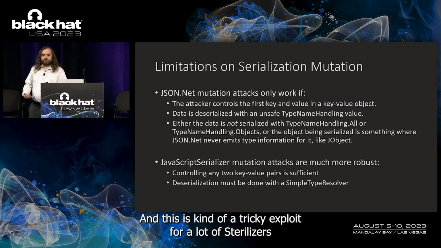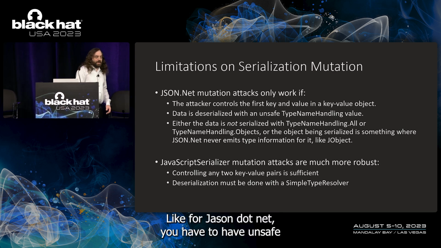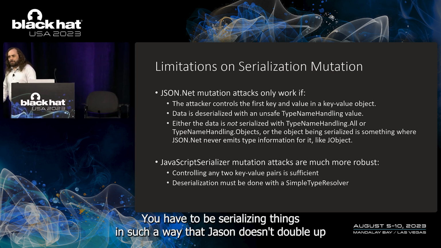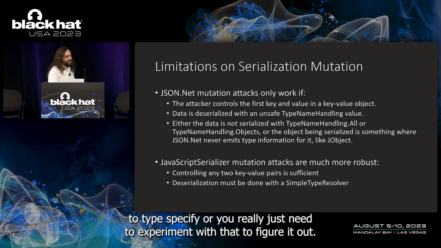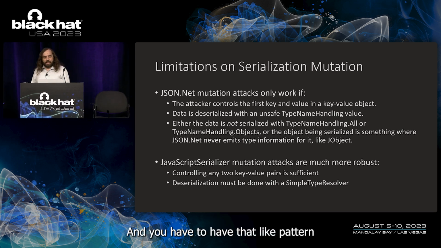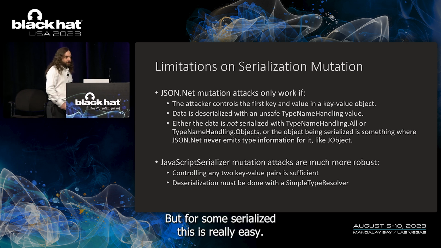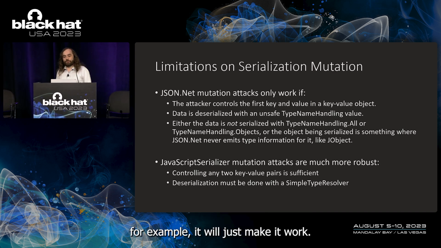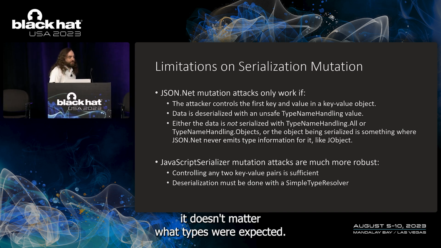And this is kind of a tricky exploit. For a lot of serializers, you can sometimes pull this off if everything lines up right. Like for JSON.NET, you have to have unsafe serialization settings, like a bad type name handling value. You have to be serializing things in such a way that JSON.NET doesn't double up the type specifier. You really just need to experiment with that to figure it out. And you have to have that pattern of serializing and then deserializing somewhere. But for some serializers, this is really easy. So if you're using JavaScriptSerializer with a simple type resolver, for example, it will just make it work. It doesn't matter if you control the first key value pair. It doesn't matter what types were expected.